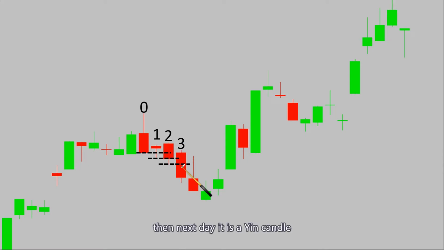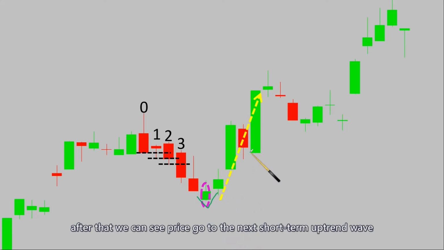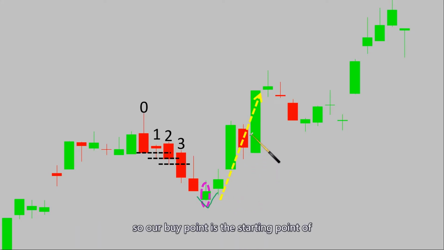Then the next day, it is a yin candle, so we cannot buy yet. Need to wait for a yang candle. Then we can see the next day, it is a yang candle, which is our entry point. After that, we can see price goes into the next short-term uptrend wave. So our buy point is exactly the starting point of this short-term uptrend wave.